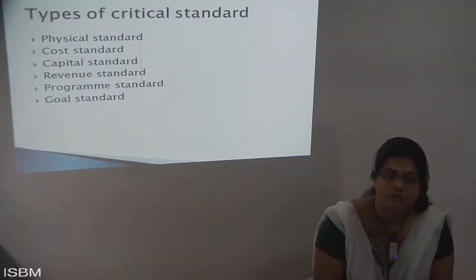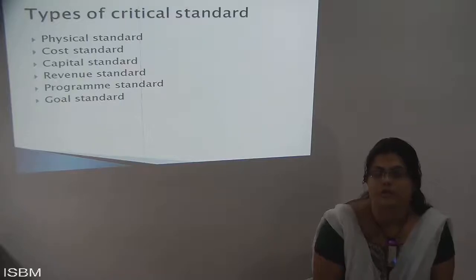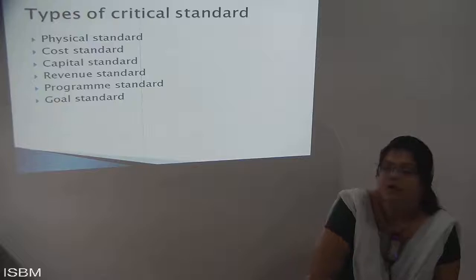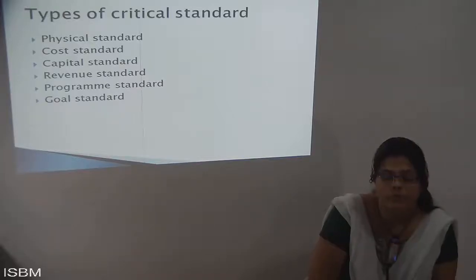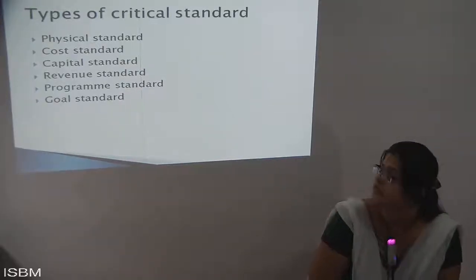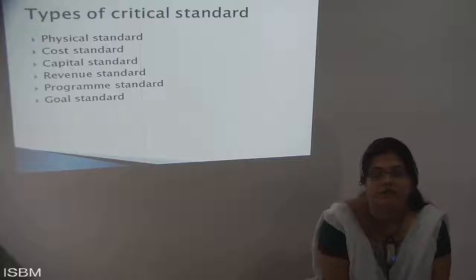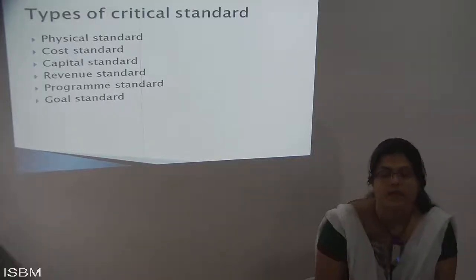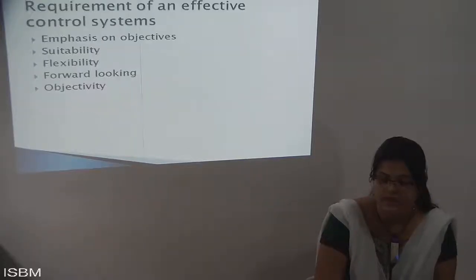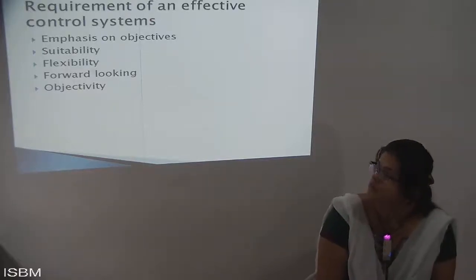So these are the different ways where you're using certain good techniques of controlling: physical standard, cost standard, capital standard, revenue standard, program standard, and the goal standard. These are the six standards where you're performing critically and internally, and with the help of performance you're reaching certain pinnacles. Next it is what you require for an effective control system.